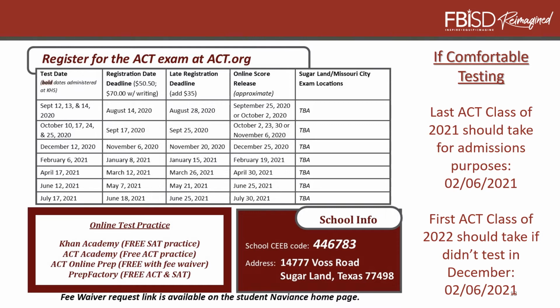For class of 22, if you did not take the test in December, then you would want to take the February 6th test also. Typically, the goal for juniors is to be done with your SAT and ACT testing by June of junior year. So if you have not already started the testing process, we would recommend that you take the February 6, 21 assessment. Again, this is only if you are comfortable with SAT and ACT testing.